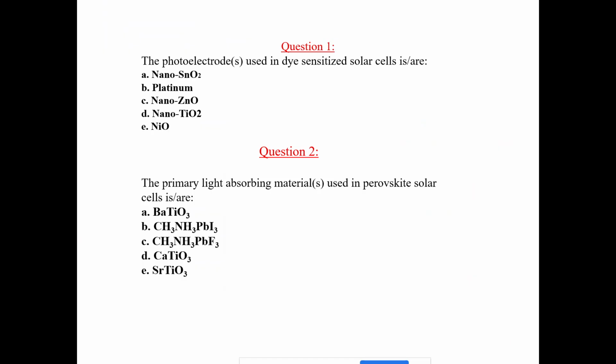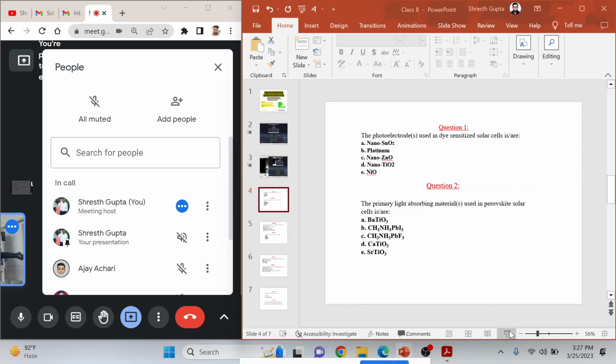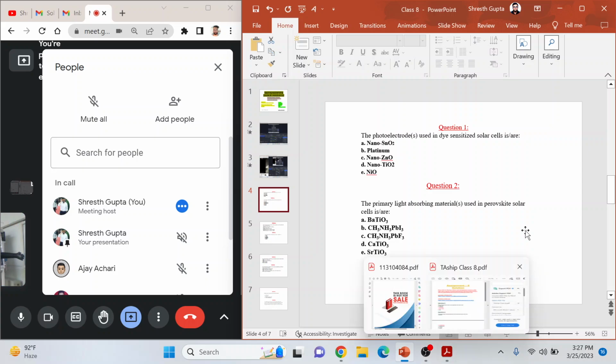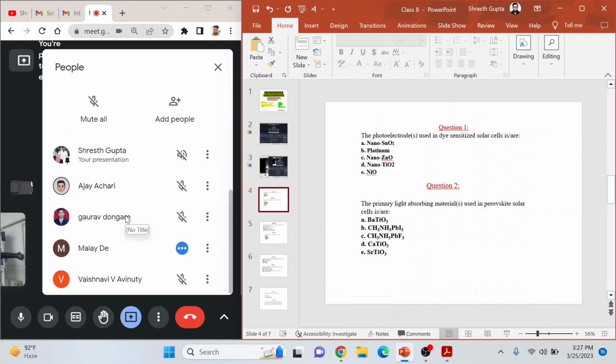Okay, let's move to the second question. I'll share the PDF anyways. The primary light absorbing material used in perovskite solar cells is: BaTiO3, MAPbI3, MAPbF3, CaTiO3, or SrTiO3. What could be the right answer? I think option B. Who is it? I'm not sure, sir, I think option B. Okay, Gaurav. Do you know, Gaurav, Ajay, Vaishnavi?